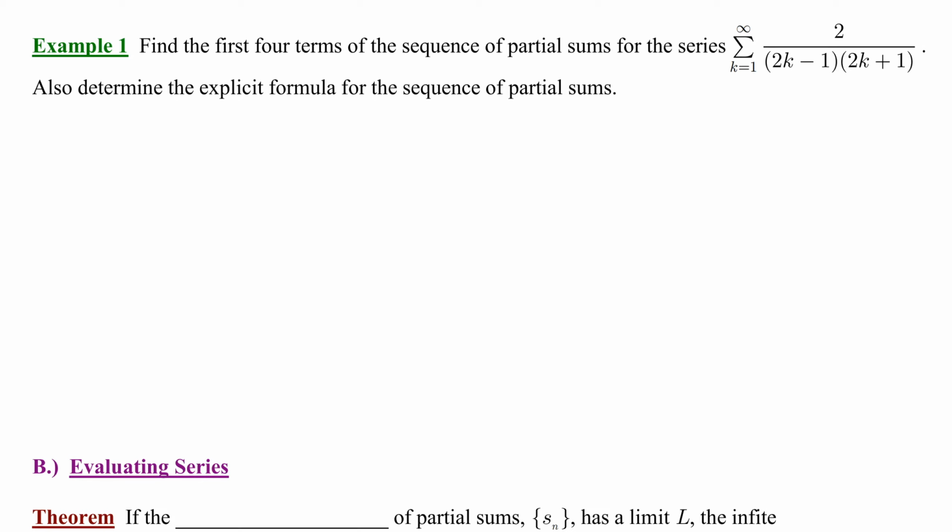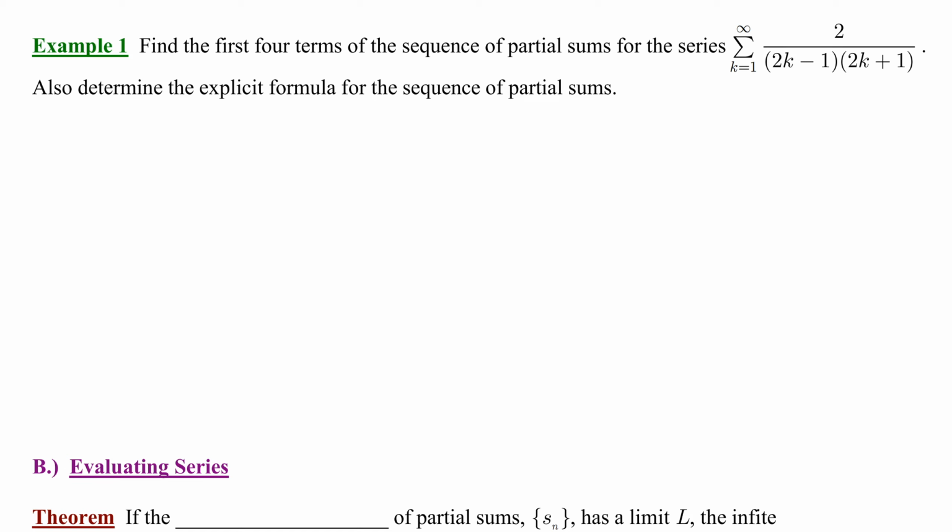So let's practice finding some partial sums. Example 1. Find the first 4 terms of the sequence of partial sums for the series sum from k equals 1 to infinity of 2 over (2k minus 1)(2k plus 1). Also determine the explicit formula, or nth term formula, for the sequence of partial sums.